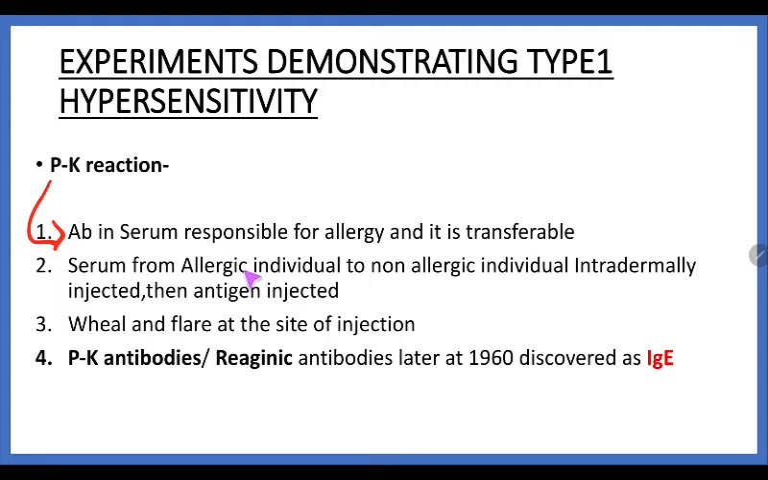Very simple. From the allergic individual they have taken the serum. They injected it intradermally into a non-allergic individual, and after that they injected the specific antigen for which the allergic person has developed the antibody. So the antigen is also injected. After that they checked for wheal and flare. Basically that is the cutaneous response. The moment they injected this serum and antigen, in the two persons they saw the wheal and flare, and therefore this reaction is the PK reaction. The antibody responsible for this reaction is the PK antibody or reaginic antibody. Later it was found to be IgE antibody.